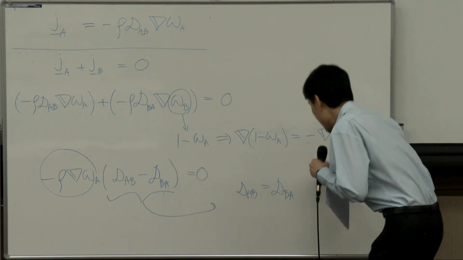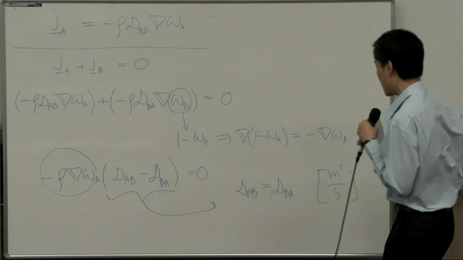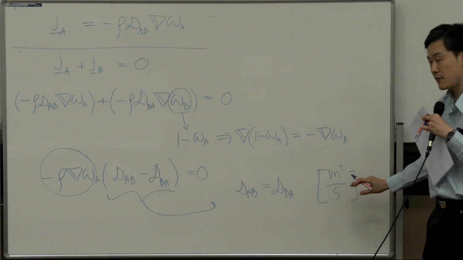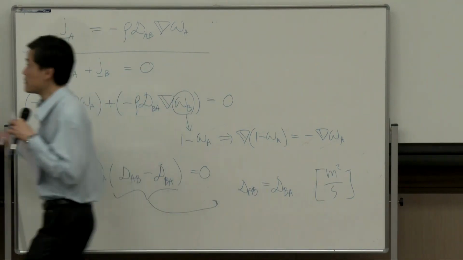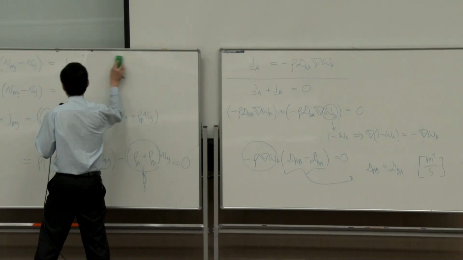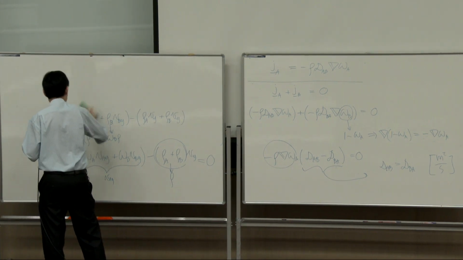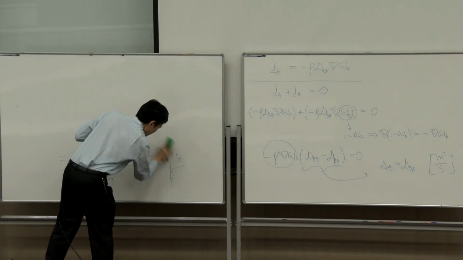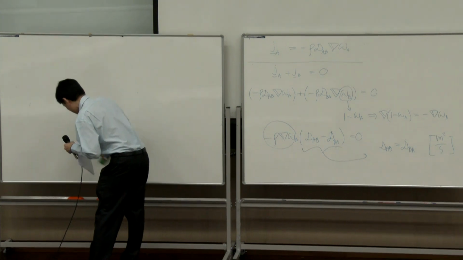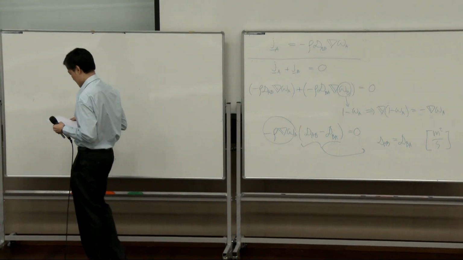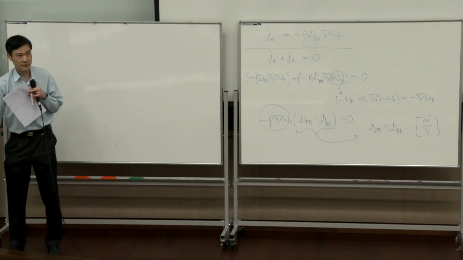Now, we discussed earlier that this diffusivity has unit of meter square per second. Don't be confused. This is not acceleration. Acceleration is supposed to be meter per second square. This is meter square per second. And we have seen variable or parameters with this unit before, two times. Oh, by the way, diffusivity depends on many variables.